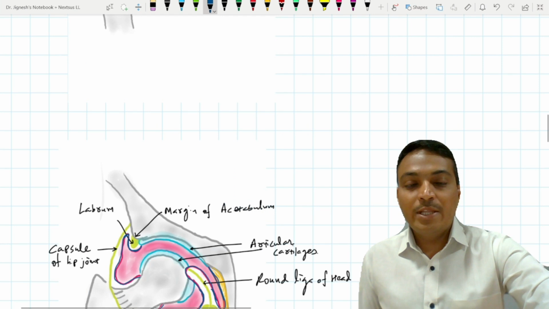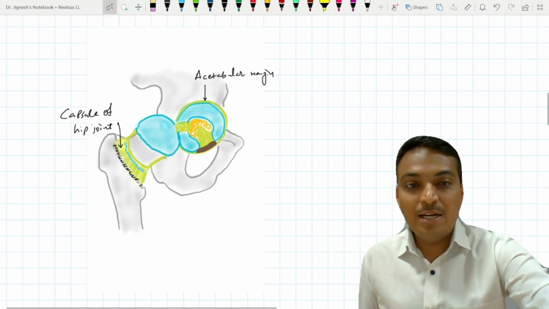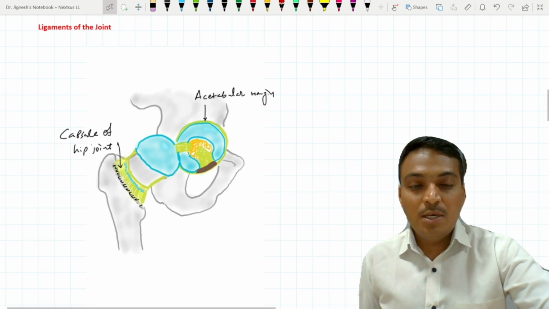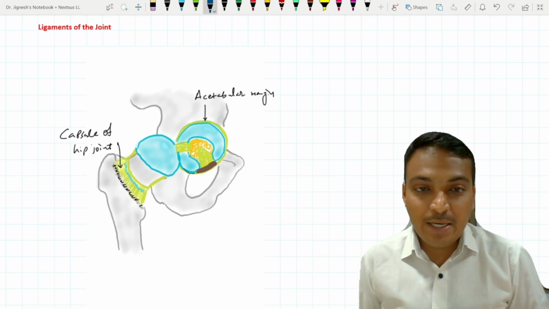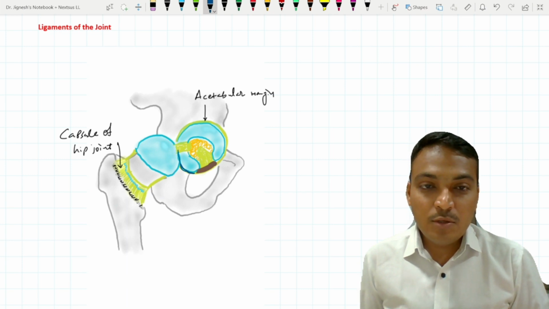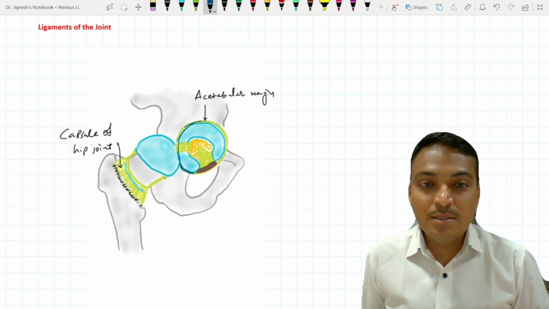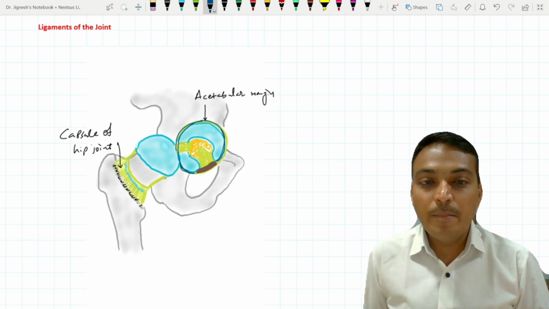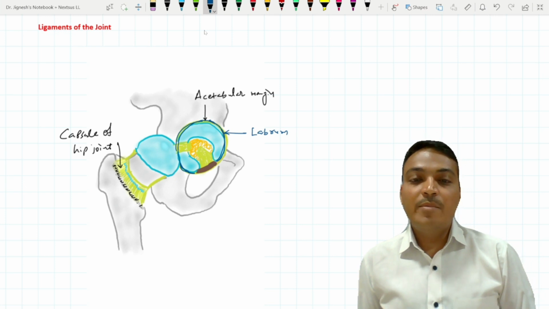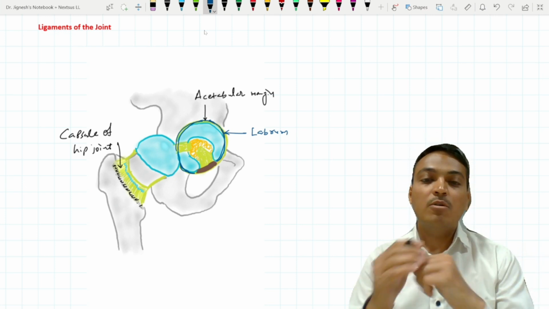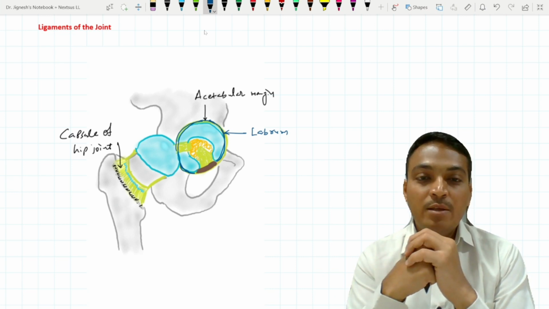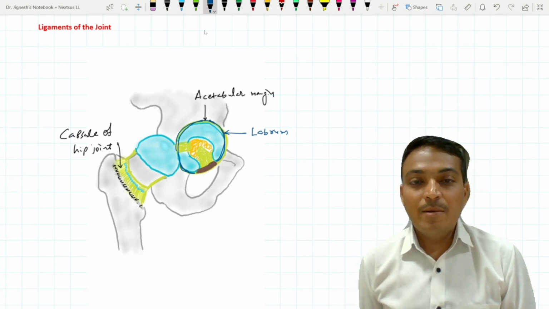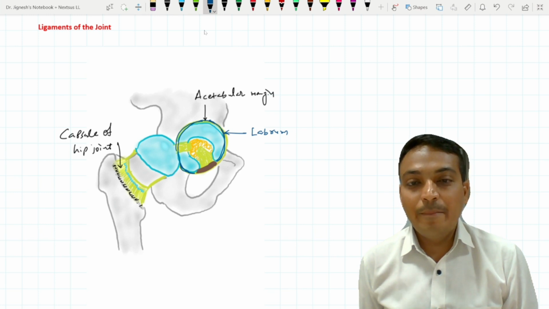So for that, in the previous figure, we can notice that the margin of the acetabulum is covered with one ligament, and that fibrous ligament is called the labrum. This labrum in this figure is attached to the margin of the acetabulum. This labrum is responsible for deepening the socket of the acetabulum, and that's why it provides stability to the hip joint. This labrum is a fibrocartilaginous rim.